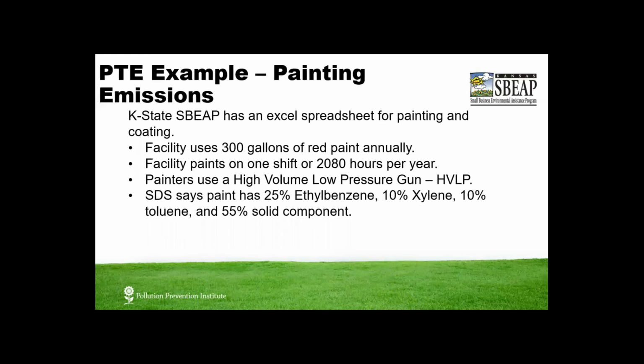Let's look at how to calculate emissions from painting and coating operations. K-State SBEAP has an Excel spreadsheet for painting and coating. In this example, the facility uses 300 gallons of red paint annually. The facility paints on one shift or 2,080 hours per year. Painters use high volume, low pressure guns or HVLP guns. The SDS says the paint contains 25% ethyl benzene, 10% xylene, 10% toluene, and the remainder is 55% of a solid component.